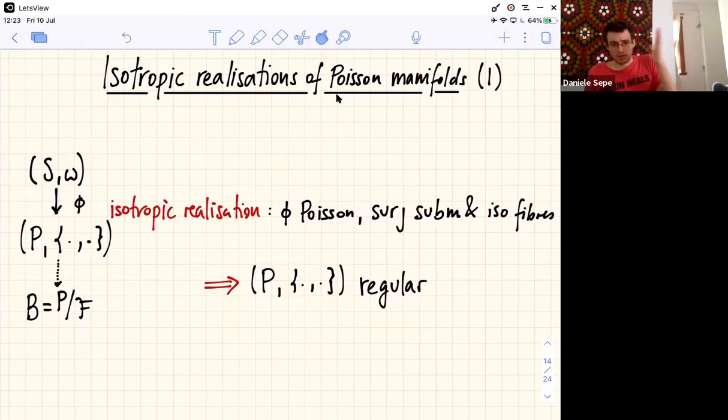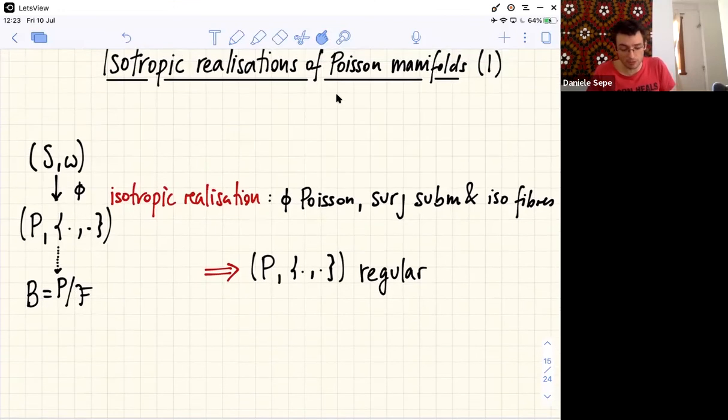They're illustrated on your left. They're Poisson maps between a symplectic manifold and a Poisson manifold, such that they're surjective submersions, so that they are symplectic realizations, but I'm insisting that the fibers be isotropic. That means that the restriction of omega to the fibers is zero. For instance, the cotangent bundle fibering over the space. Now, something that you get by simple algebra is that the rank of the Poisson bivector cannot change. This has to be regular, and this is simply because it's just a simple calculation.